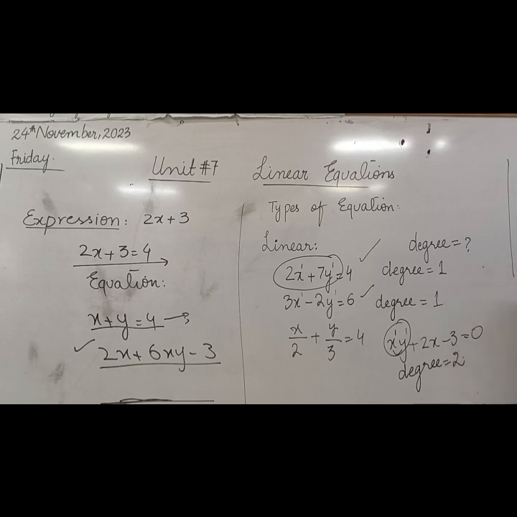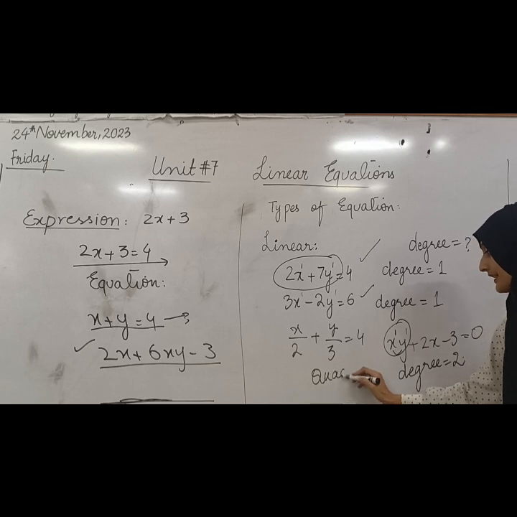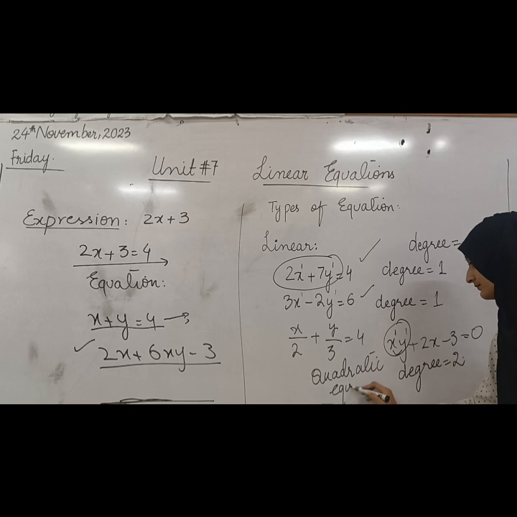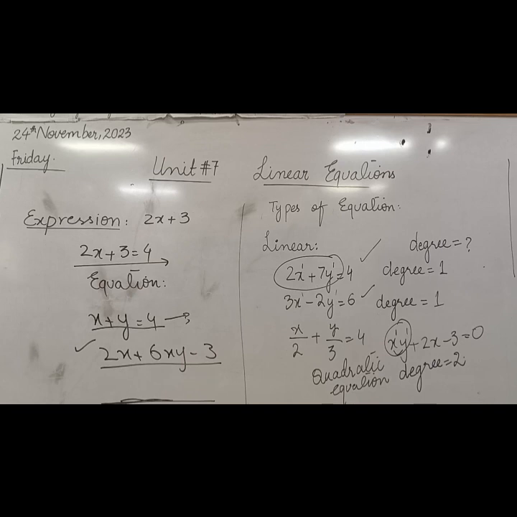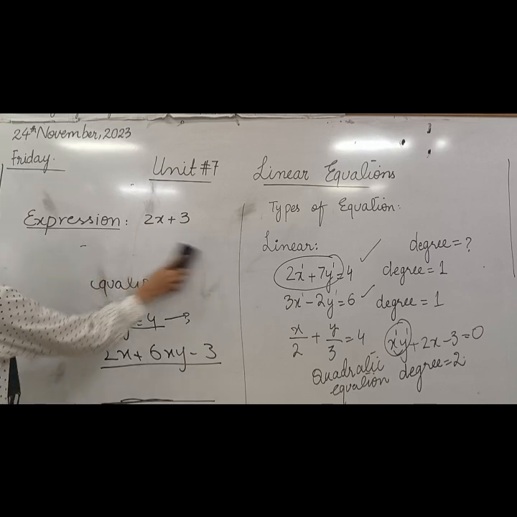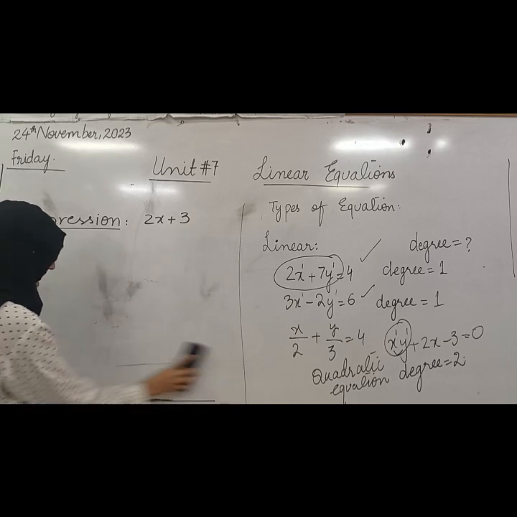So this is called a quadratic equation. What is this? Quadratic equation. Equations having degree 1 are called linear equations. Equations having degree 2 are called quadratic equations. Now we'll see cubic equations and then biquadratic equations.